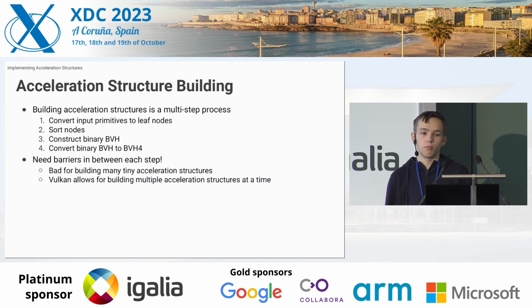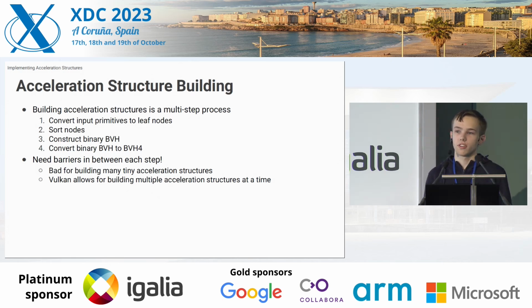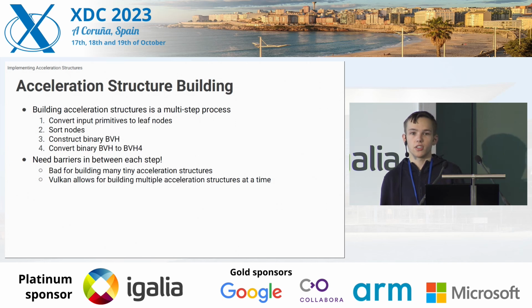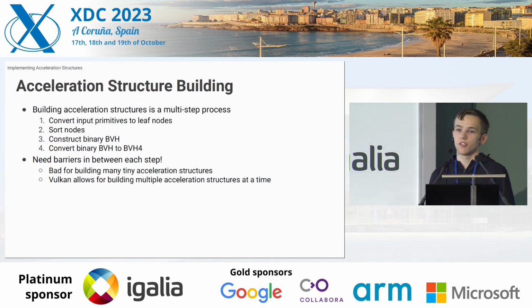Then we use some algorithms to construct a binary BVH, and we mostly use the binary BVH at first because all of the research algorithms for BVH building only concern themselves with these binary BVHs. At the last step, we just convert that binary BVH into the BVH4 that's actually used by the hardware. Now, a big disadvantage of having this many steps is that you actually need to synchronize the whole execution in between each step. You can't just start sorting nodes when you don't actually know which nodes you're going to have in the end. So we have to insert pipeline barriers between each of these steps.